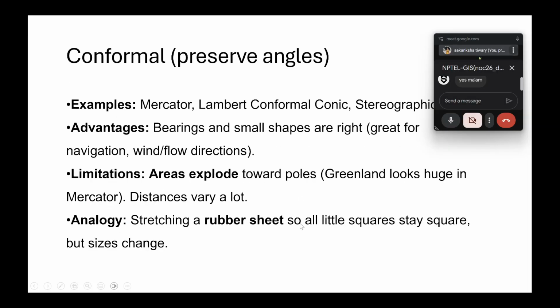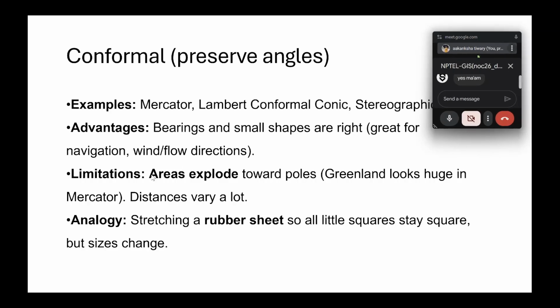Now, the other type is conformal. So in conformal, it will preserve angles. Okay. So these are different examples. So what is the advantage of this? This is great for navigation and wind flow direction, because the angle is going to be correct. But the limitation is the area exploration, like Greenland is going to look very huge in the Mercator type, and distance varies a lot.